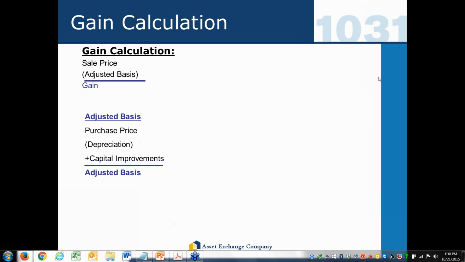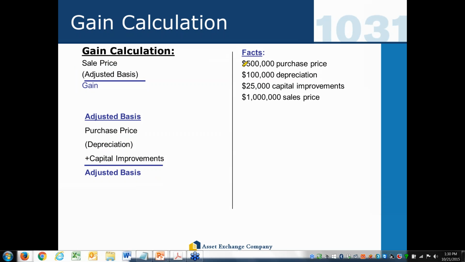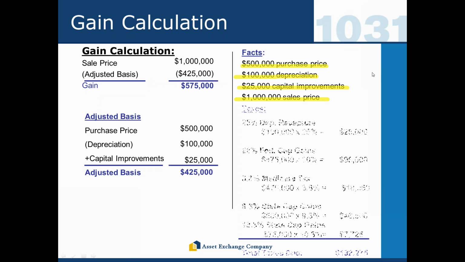Now, let's do a quick example here. I went out and bought a building for $500,000. And I've owned it for a while, so I've taken about $100,000 of depreciation. At one point, my roof had a big giant leak, and I had to replace it. That cost me $25,000. And I am now in contract to sell my property for $1 million after commission and closing costs. So, with just that information, I can figure out what my tax bill is going to be.